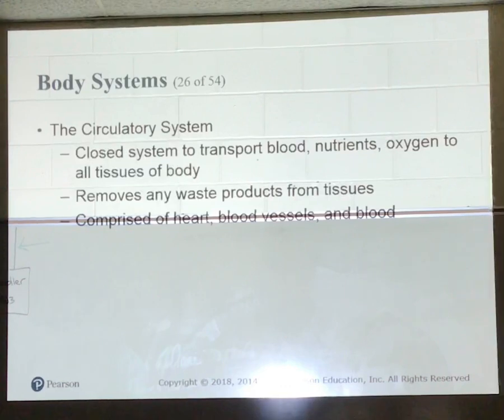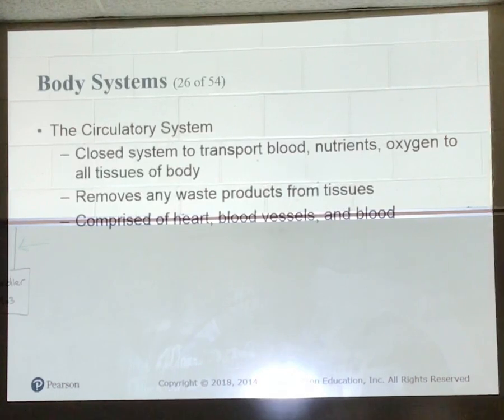The circulatory system is composed of the heart, blood vessels, and blood. It is a closed system that transports blood to all parts of the body. Blood brings oxygen, nutrients, and other essential chemical elements to the tissue cells. It removes carbon dioxide and other waste products resulting from cellular metabolism.